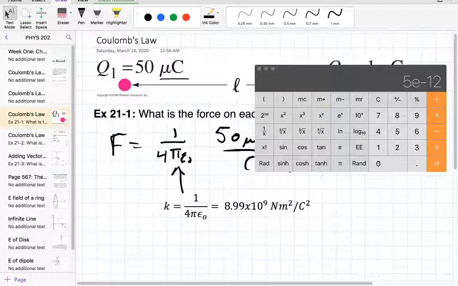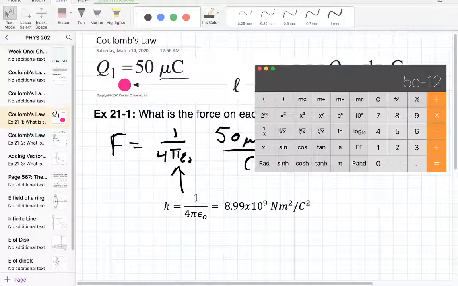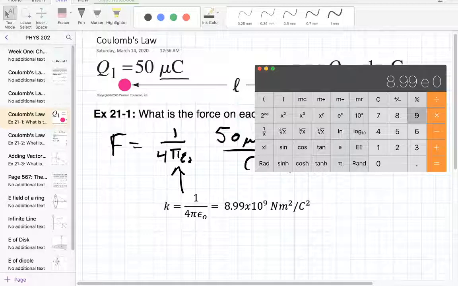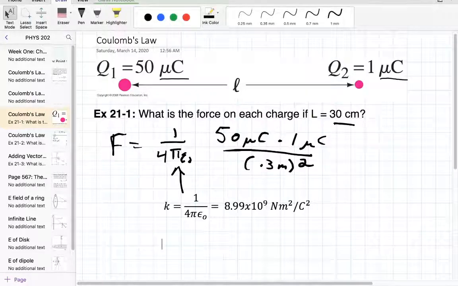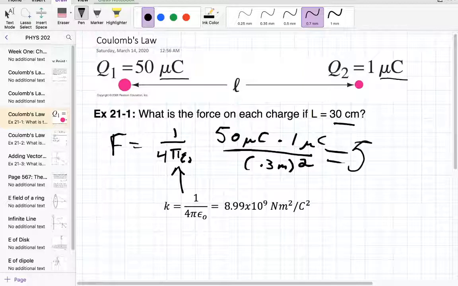If I bring up my calculator, we've got 50 microcoulombs, so that's 50 times 10 to the negative 6 coulombs, times 1 microcoulomb, that's 1 times 10 to the negative 6, divided by 0.3 squared, equals, and then times that constant, which is a big number, 8.99 times 10 to the 9th newton meter squared per coulomb squared, gives us 4.9944, so we can just round that up to 5 newtons of force.